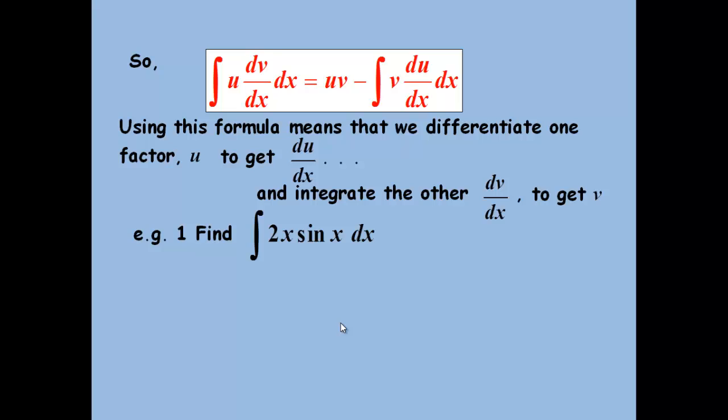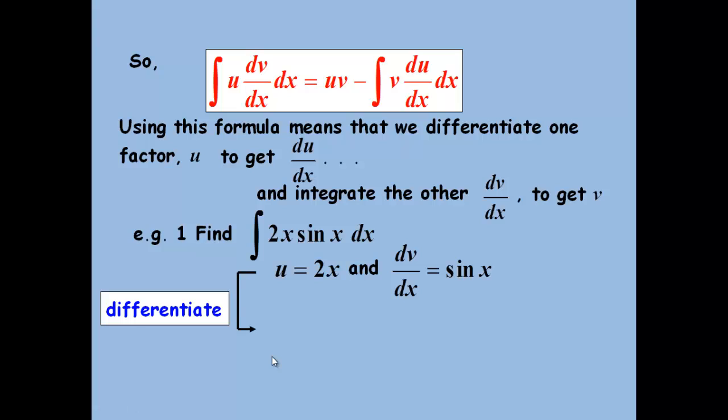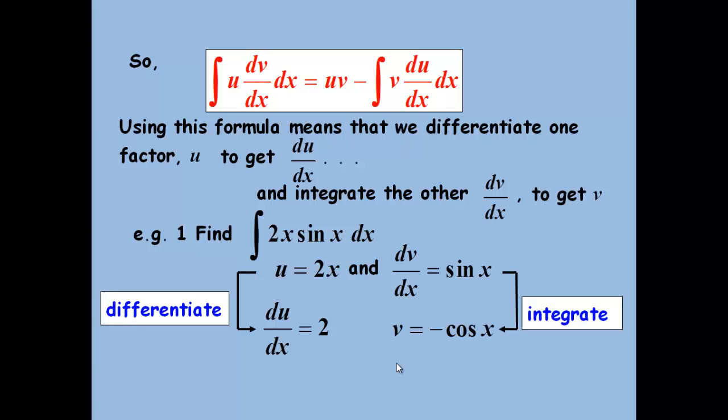Okay, let's try some examples. So if we make u 2x for this integral here, dv dx sine x, we differentiate the u and we integrate the dv dx. Don't worry about the plus c yet, we'll put that in when we get the result for the whole thing. It's just adding a constant, isn't it? So it doesn't matter when we do it.